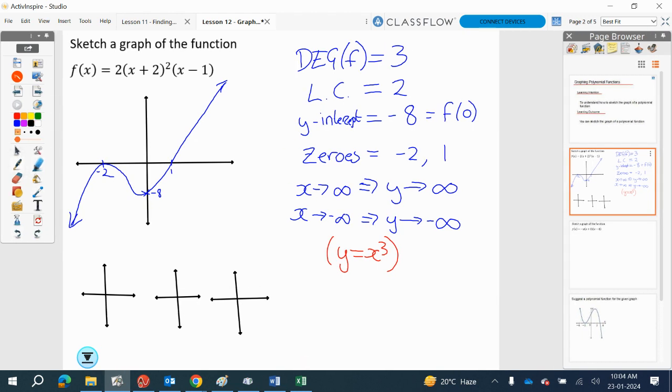So your function is either going to have end behaviors that look like this.